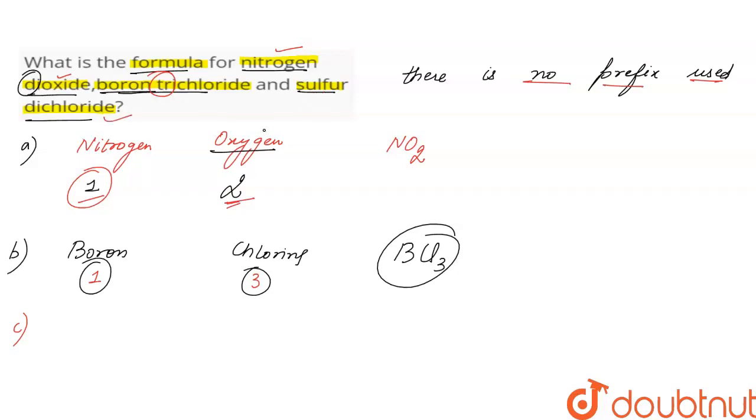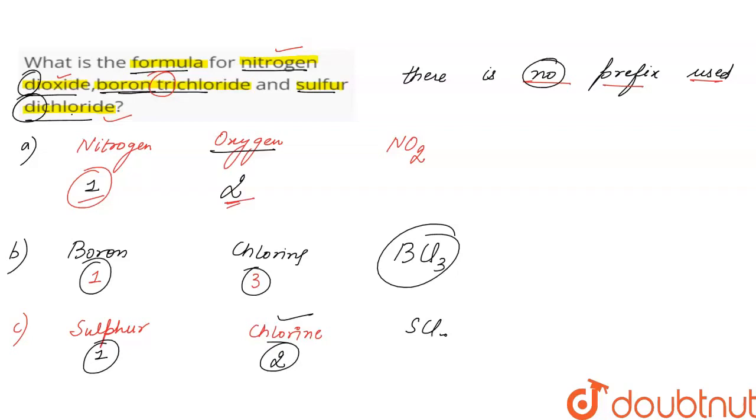The atoms here are sulfur and chlorine. Before sulfur, there is no prefix used. That means there is only one sulfur atom. And before chlorine, the prefix used is di. It denotes that there are 2 chlorine atoms. And the formula here will be, for sulfur there is only one atom and for chlorine there are a total of 2 atoms. So the formula will be SCl2.